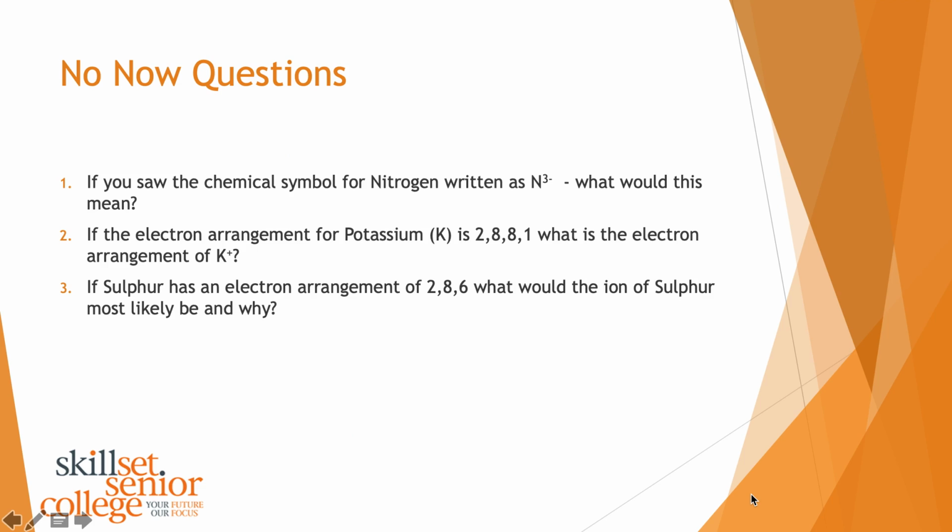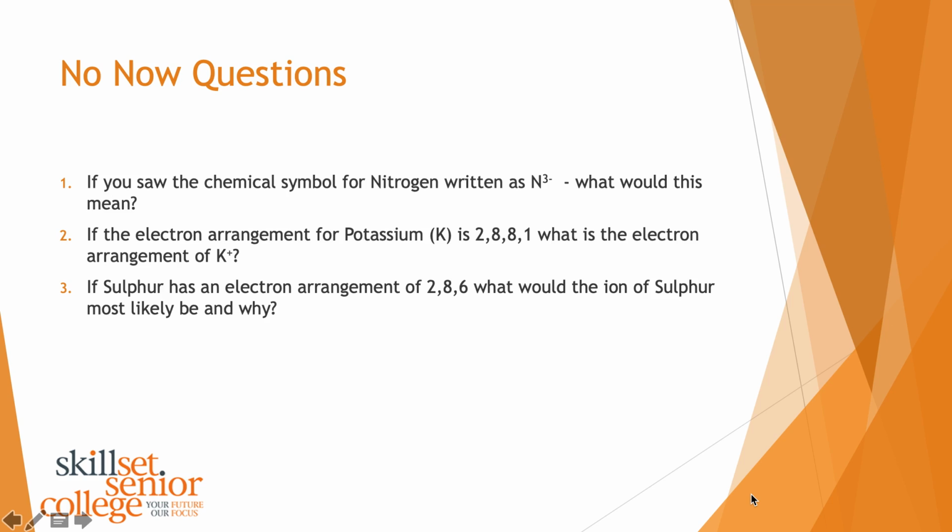As ever, if you want to do these do now questions, please pause the video here and give them an attempt. I'll read the questions out now and then we'll go over the answers together. Question number 1 is, if you saw the chemical symbol for nitrogen written as N3 negative, what would this mean?